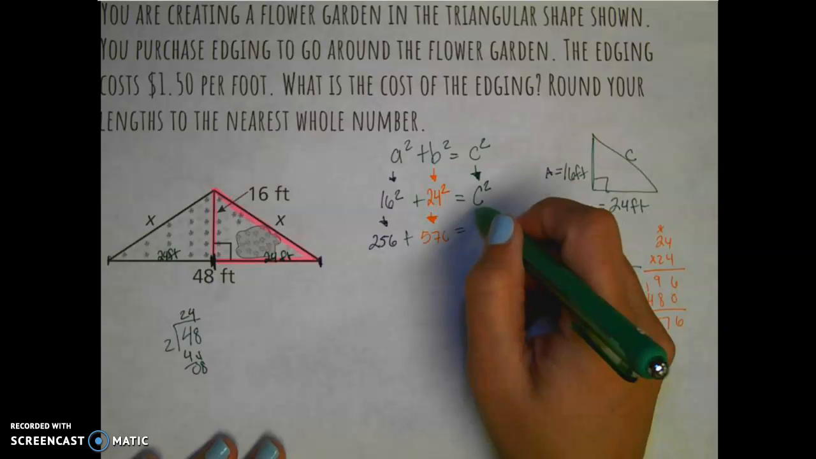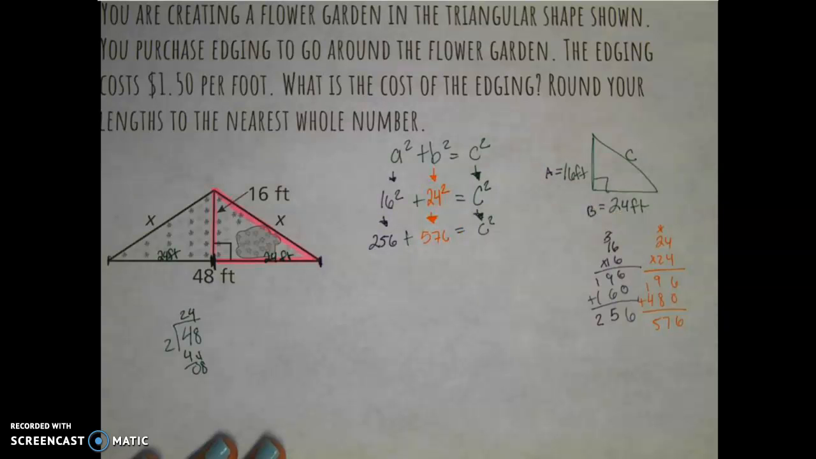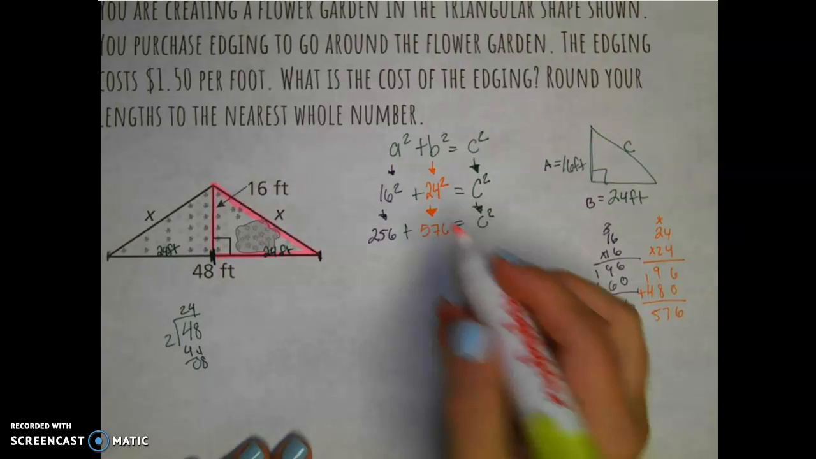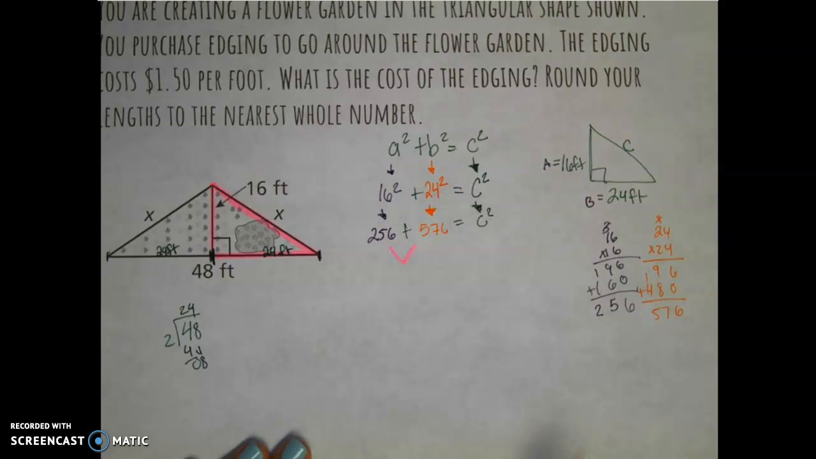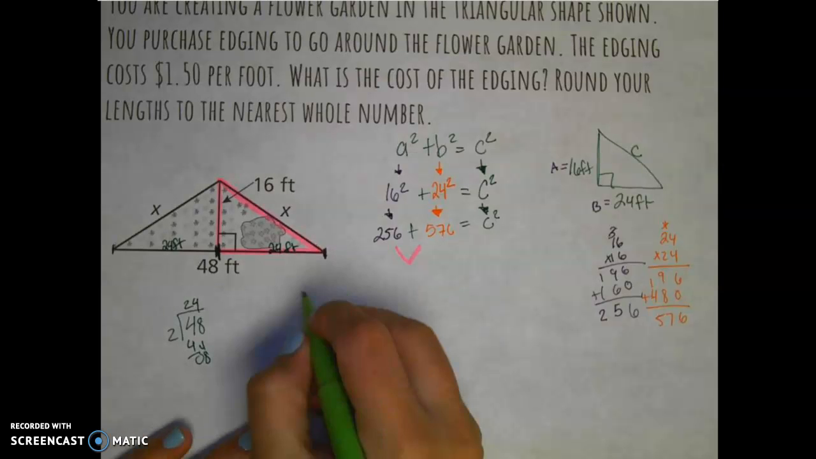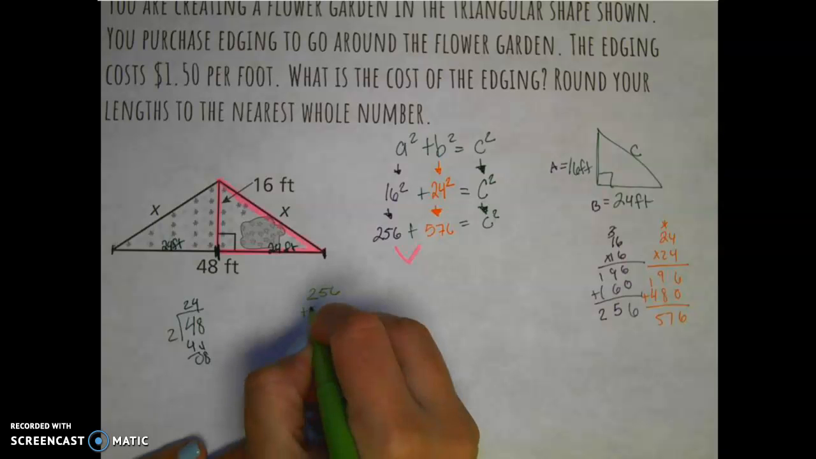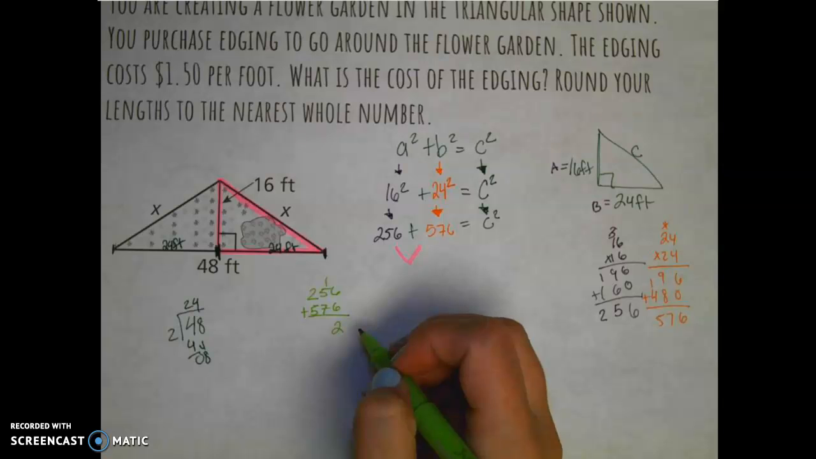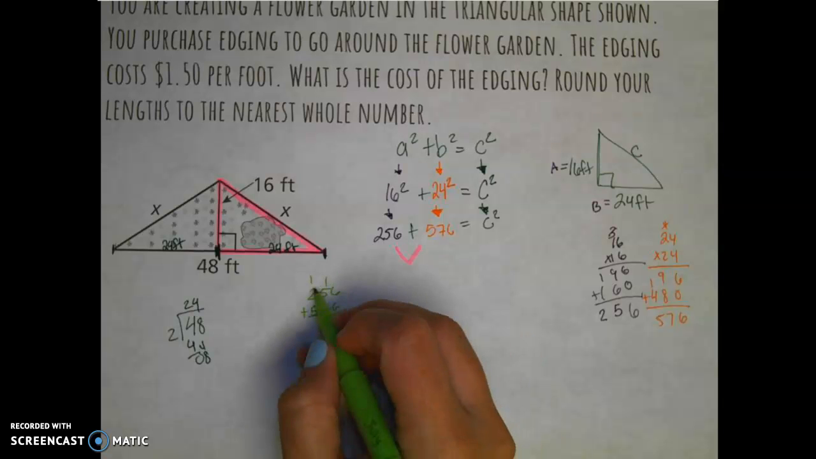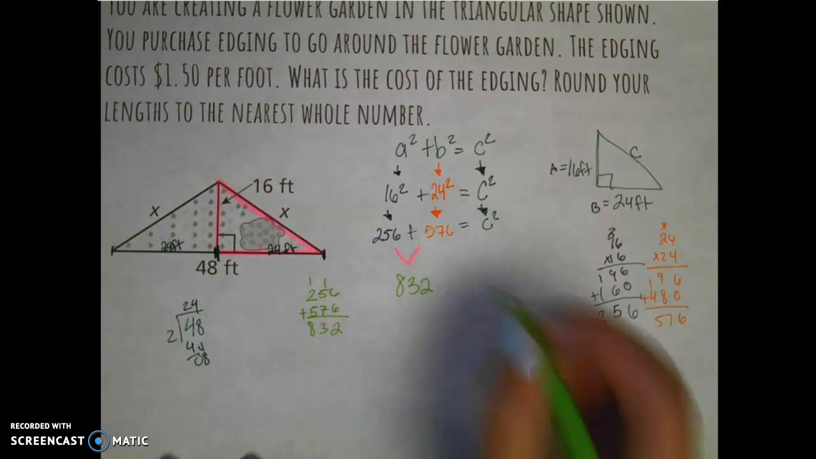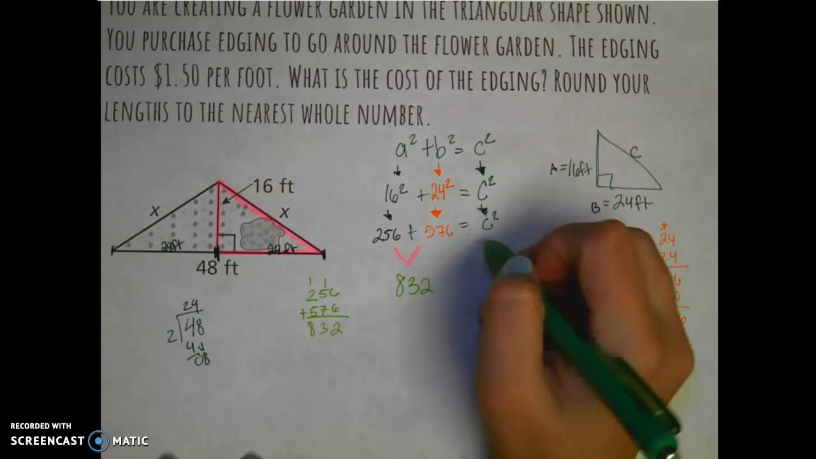And I didn't do anything to my c squared, so I'm just going to bring it straight down. Now I'm going to add 256 and 576 in order to solve all the way down to figure out what c is. So I have 256 and 576. You should have got 832 equals your c squared. Remember, we haven't solved for c yet.